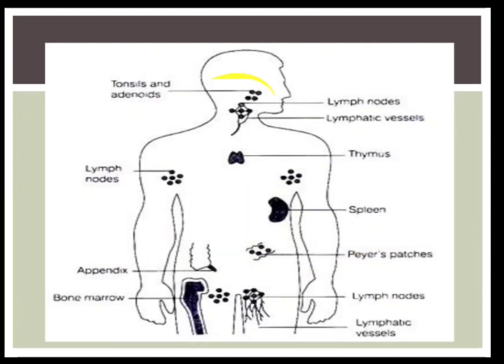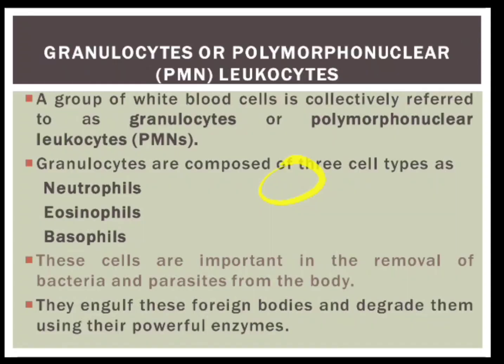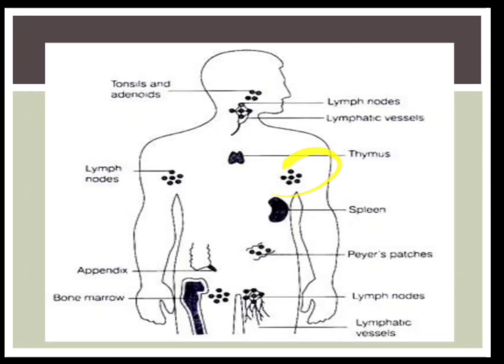Now this is the entire structure as to where your lymph nodes are present. These are the different places where your lymph nodes are present. This is the place where your thymus is present. This is the place where your spleen is present. Okay, this is the bone marrow. So these are the different things.